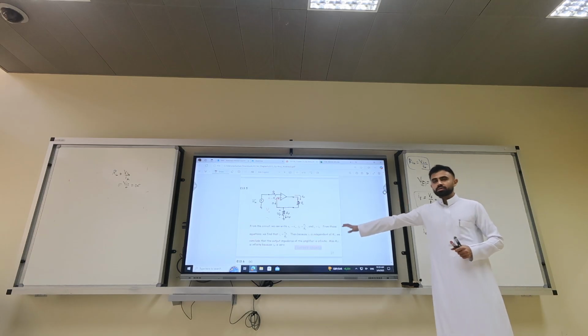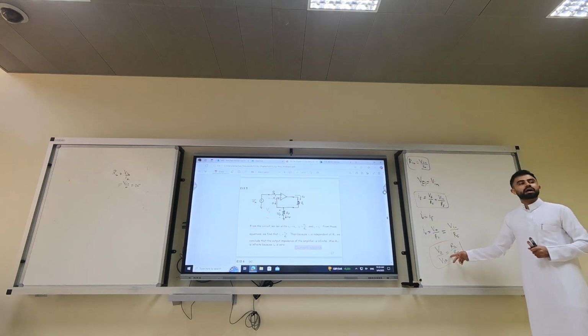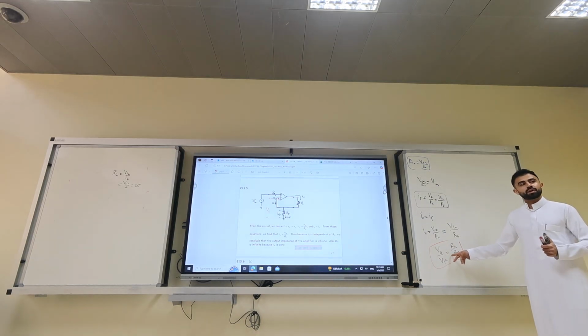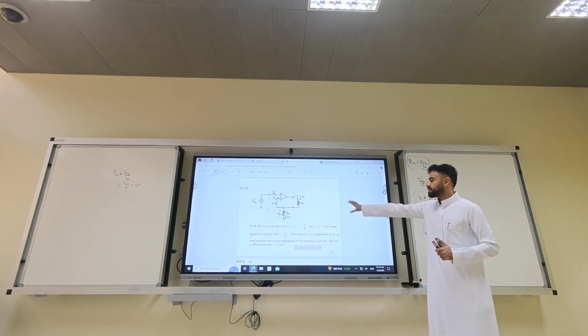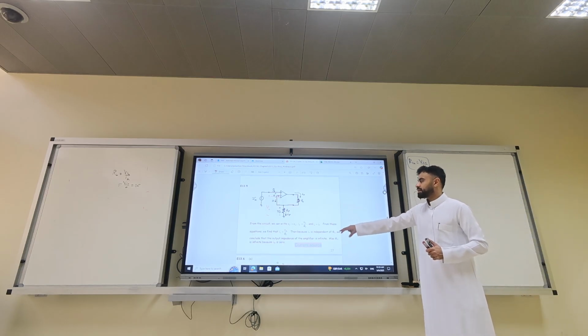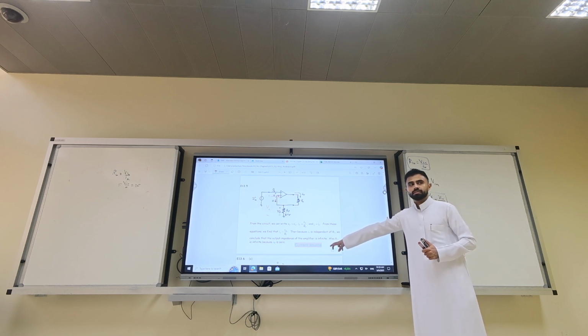Honestly, what's more important is not the output impedance. What's more important in this circuit is how to calculate the gain. That's why I wanted to solve this problem, because this solution here does not show the gain. So this acts like a current source.